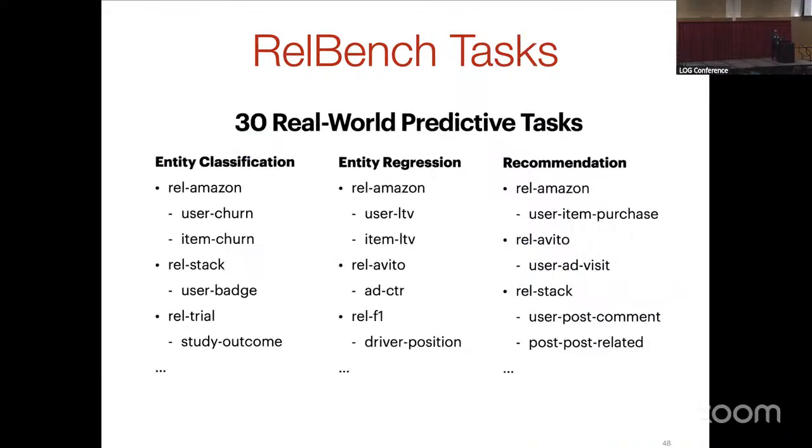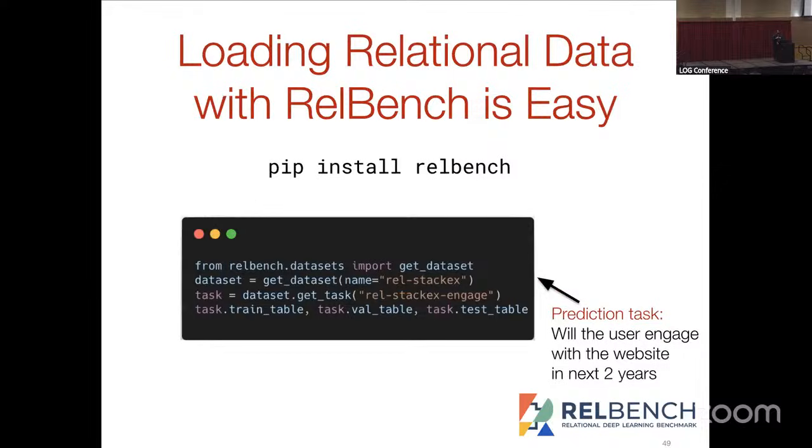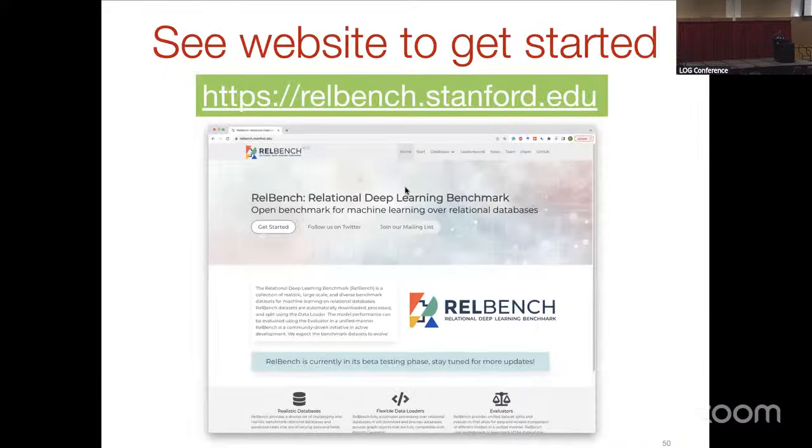Also, there are many predictive tasks that we have defined that can be cast either as entity classification, meaning node classification, or node regression, and we also have some recommendation tasks. Overall, 30 different tasks in RelBench. Now, if you are interested, it's very easy to install. You just do pip install relbench, as we will show next, maybe towards the end of this tutorial. And you can check this website if you are interested in getting started with RelBench.